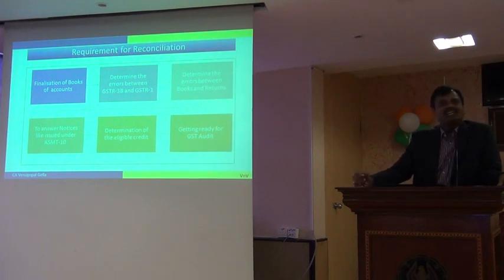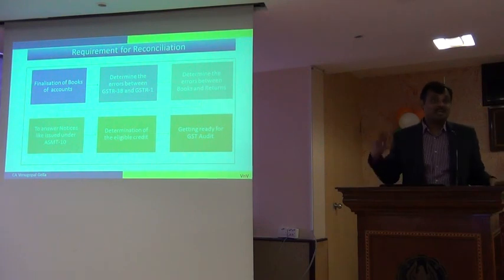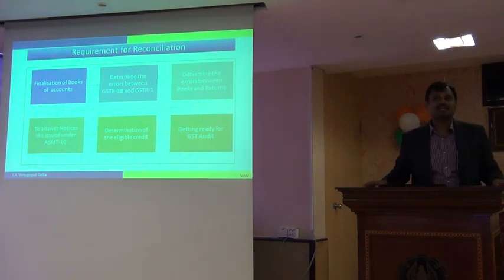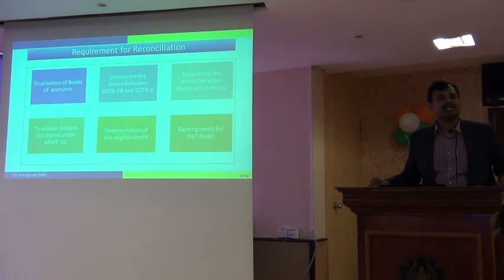So one has to see what has been filed in one return and the other return, whether they are talking to each other. Then I am taking credit on one side. Is the counterparty also filing the return and giving the credits? Is my books credit and 2A credit matched?